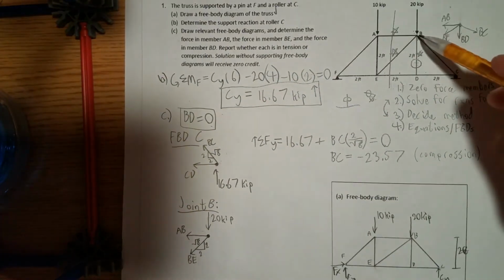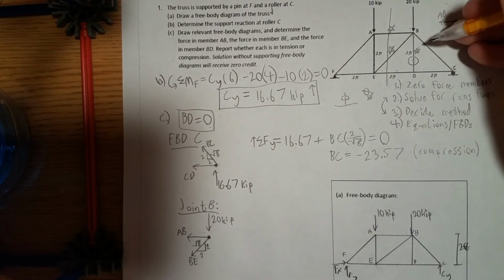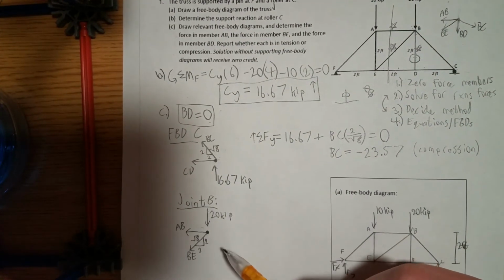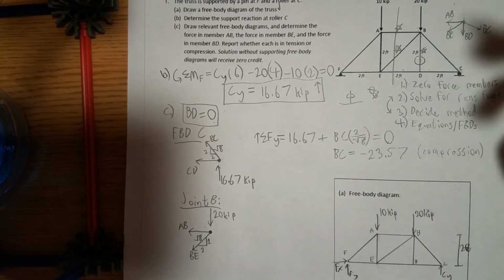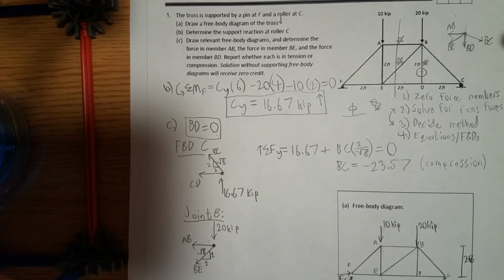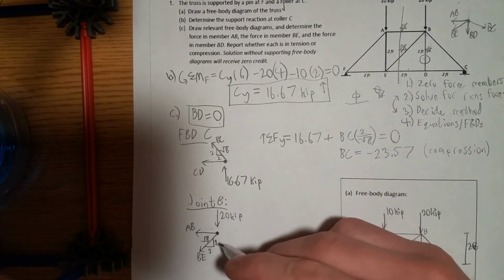The next thing we've got is BD, which is going to be a zero force member. We know that it's a zero force member as we did before. We'll just go ahead and not draw it in because we don't need it. It is there, but it's not doing anything. Because it's not doing anything, it's not causing a force, we don't need to draw it.